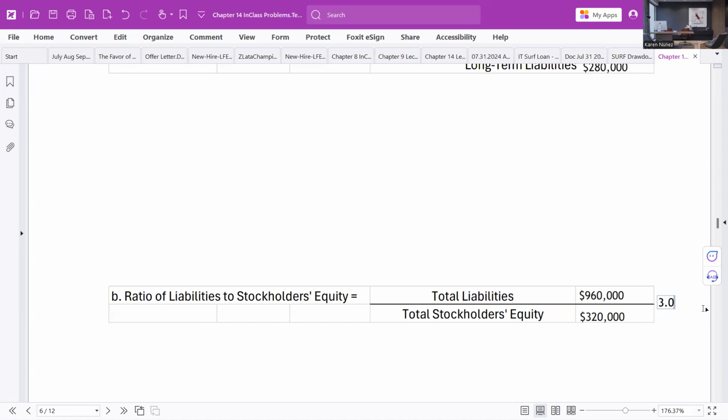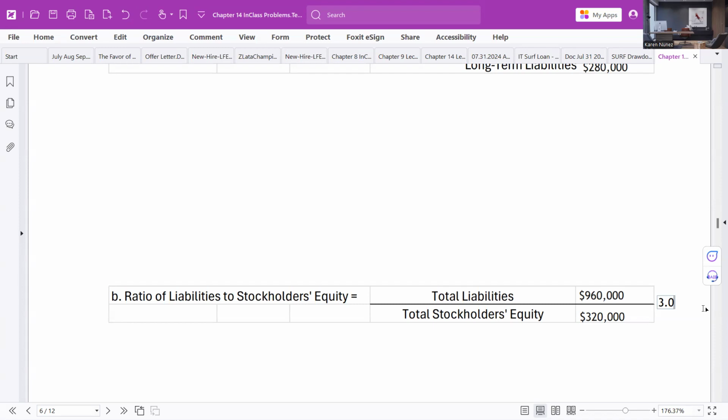So it's basically a ratio of investors, if you will, because we have stock investors that have given us 320,000. We've got creditors that have invested 960,000. Credit is an investment in the business, right? It doesn't yield dividends, it yields interest, but it's still a type of investment in the business. So equity investors have 320,000 and liabilities are 960,000. So we've got a 3 to 1 ratio.